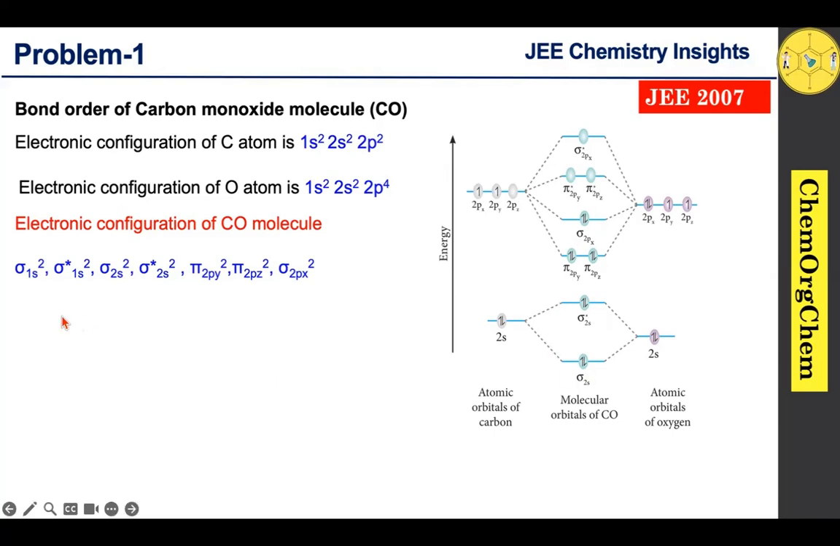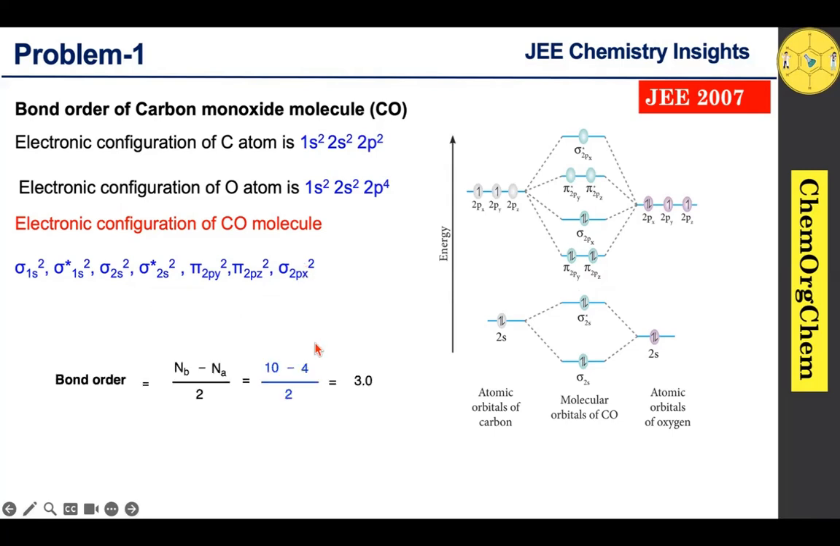Okay, now it comes to the electronic configuration of the carbon monoxide molecule. I already said that the 1s orbital has the lowest energy level, so it is filled first, like our 2s orbital. Therefore we can write sigma 1s2, sigma star 1s2. Now we come to the 2s orbital case. Sigma 2s holds 2 electrons, and sigma star 2s, which is an antibonding molecular orbital, holds 2 electrons. Pi 2py holds 2 electrons, pi 2pz holds 2 electrons, and sigma 2px holds 2 electrons.